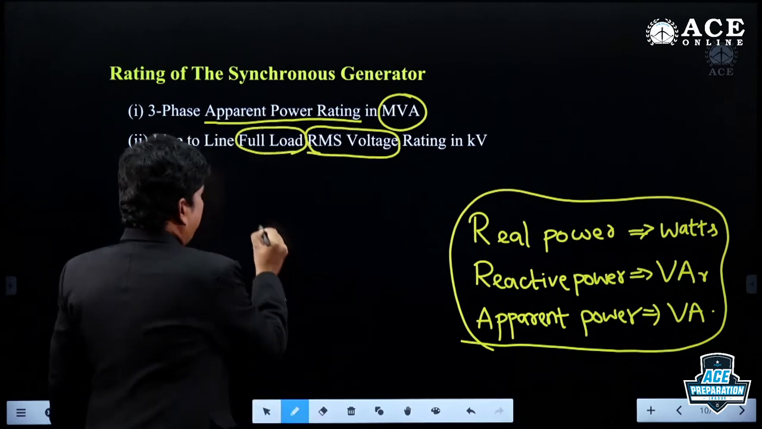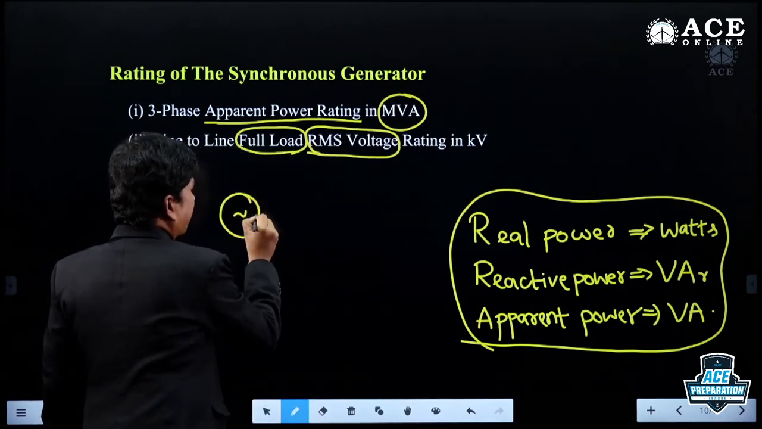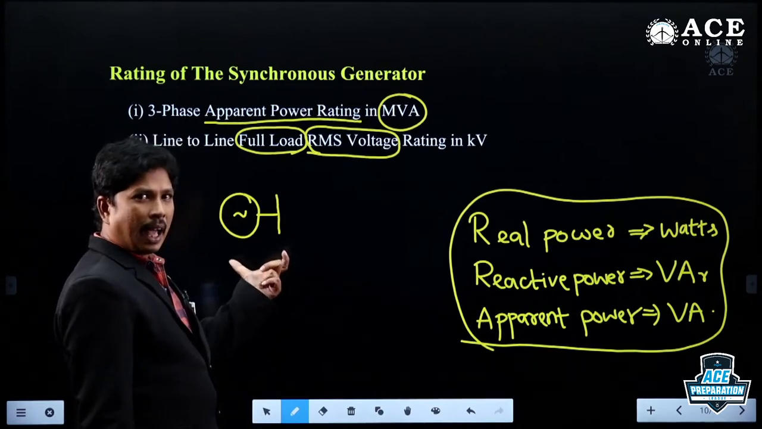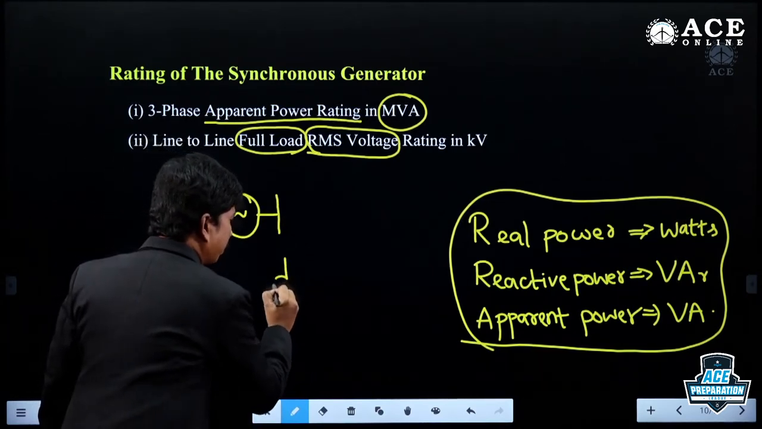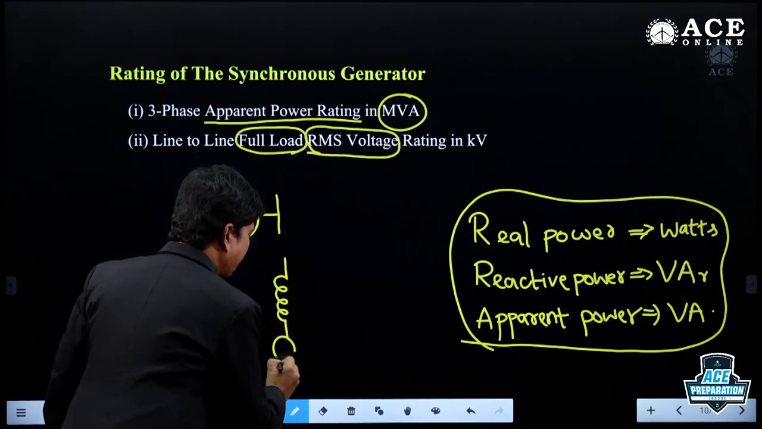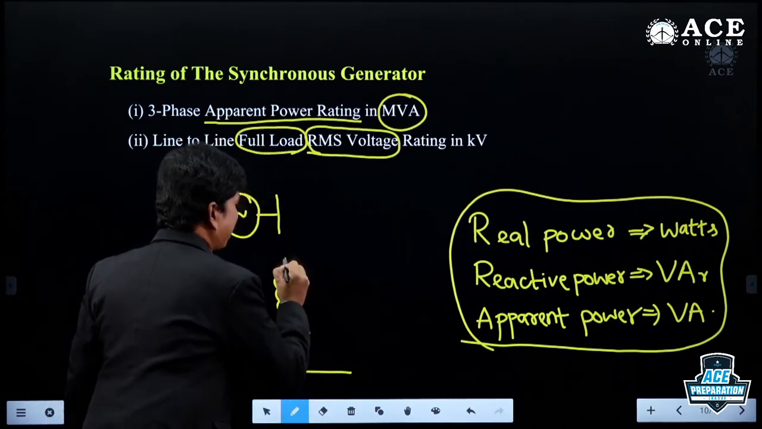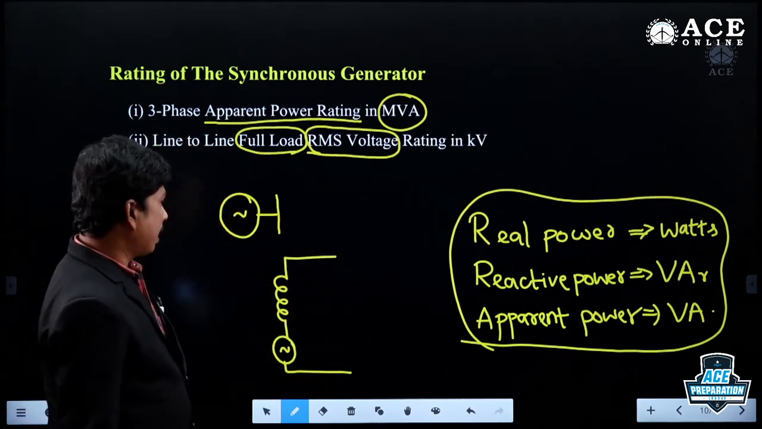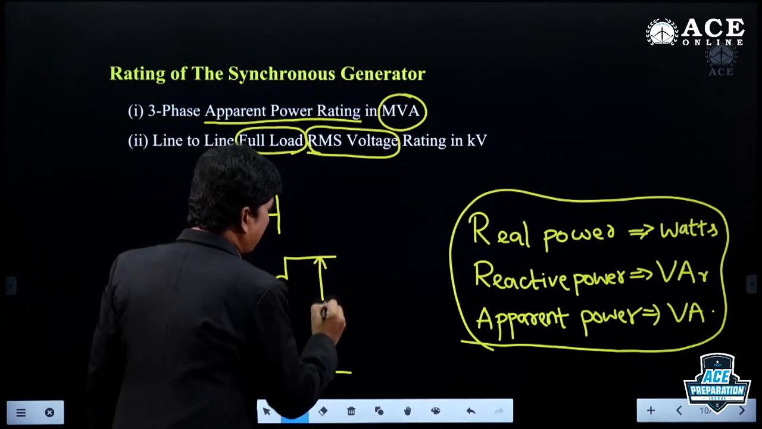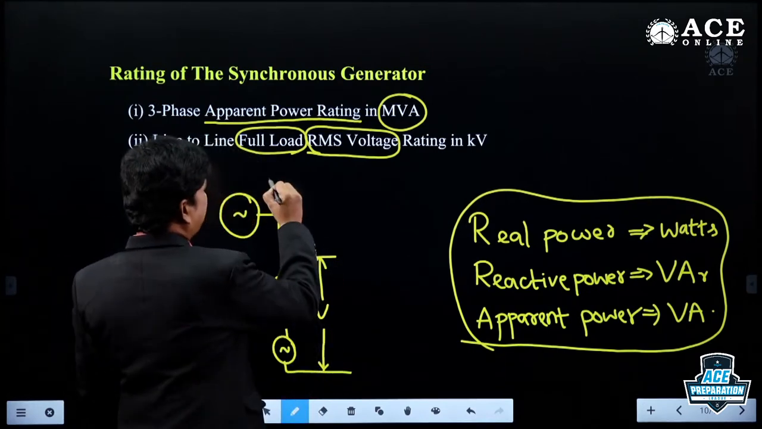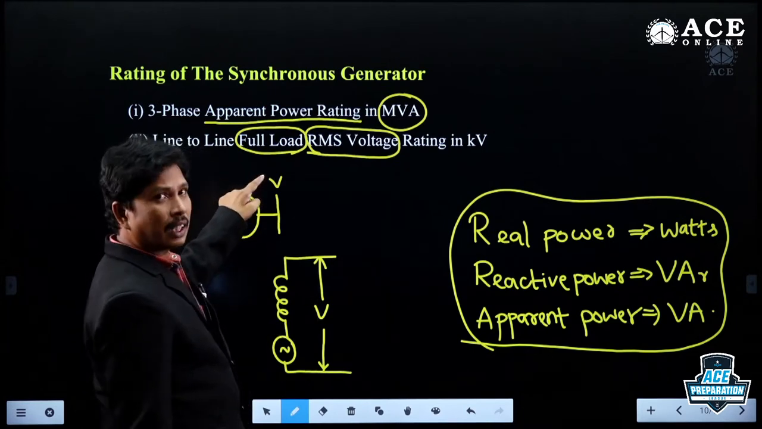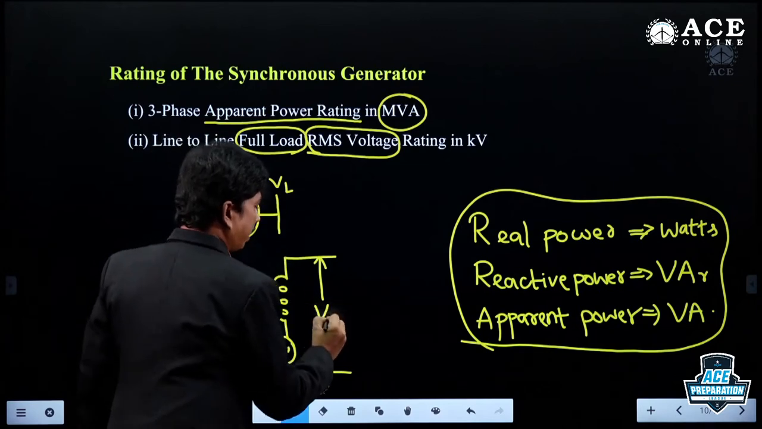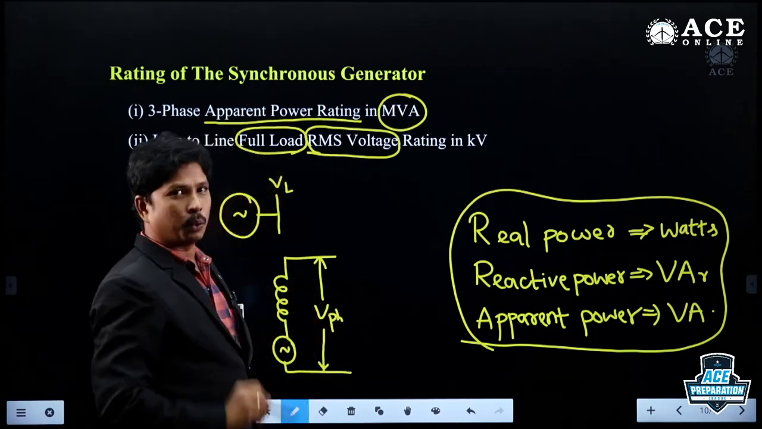See here, whenever we are having a generator, this generator is represented in single phase form like this. This is the single phase representation of the generator. For this generator, we are giving the terminal voltage V. This is the line voltage, this is the phase voltage. Here we are representing the line voltage, and here the phase voltage.